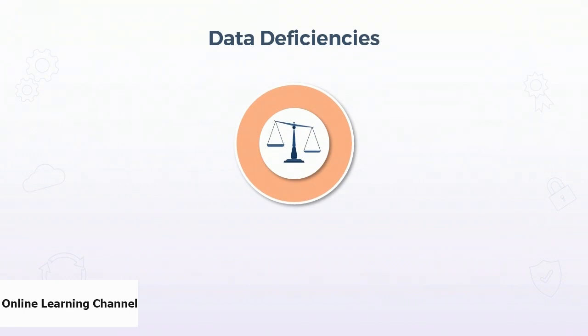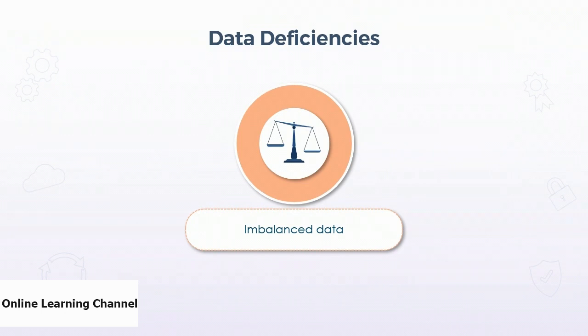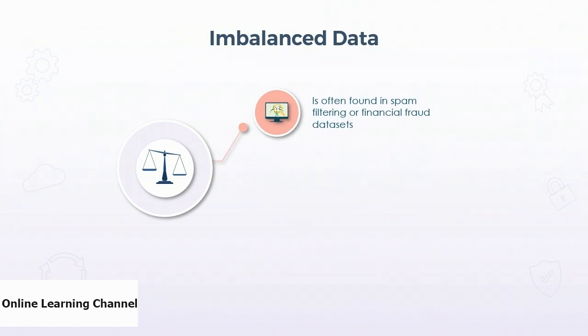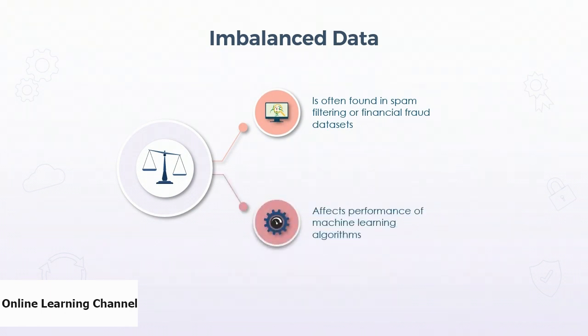In this video, we will learn how skewed data or imbalanced data can affect ML classification, and we will also discuss ways to address the problem. Imbalanced data is a common problem that occurs in machine learning classification, wherein certain data classes have a disproportionately large ratio of observations. Such imbalance in data is often found in real-world datasets, including use cases such as spam filtering and financial fraud detection. Imbalanced data affects the performance of machine learning algorithms as they typically work best when the number of observations are similar in each class.